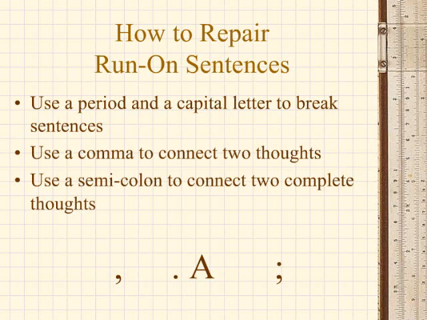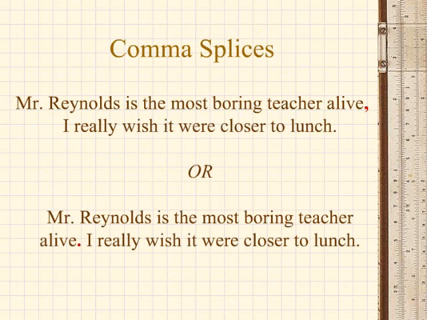Comma splices are another type of run-on sentence. We'll explore them more in the next slide. Comma splices occur when a comma is incorrectly used to connect 2 complete thoughts. Here are a few examples. Mr. Reynolds is the most boring teacher alive, I really wish it were closer to lunch.